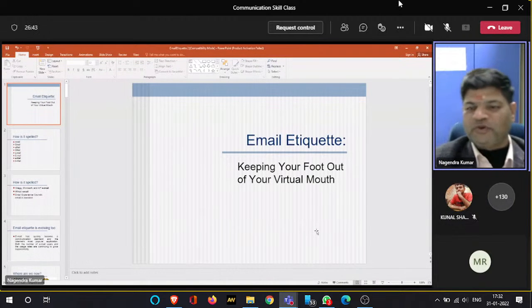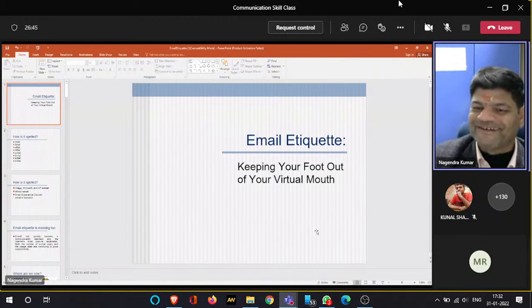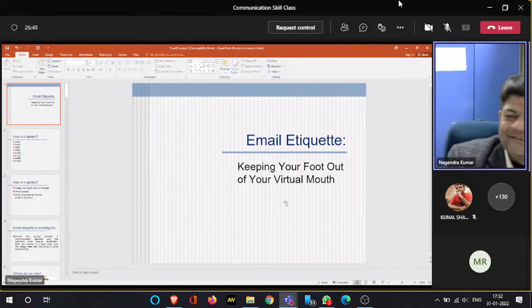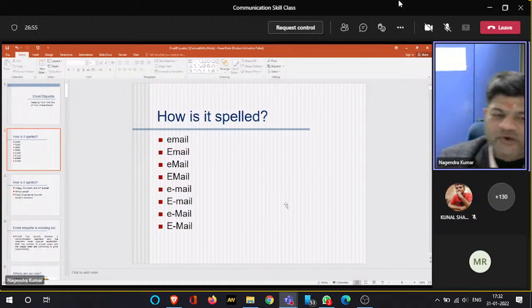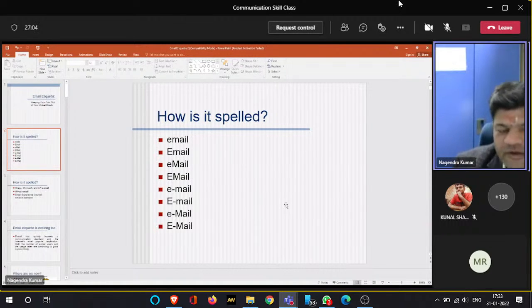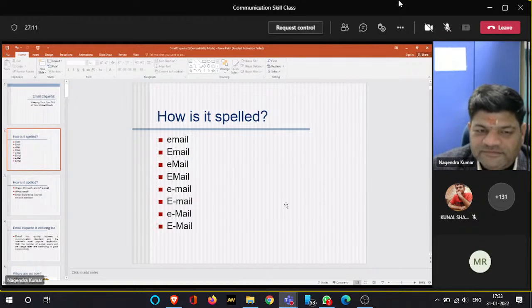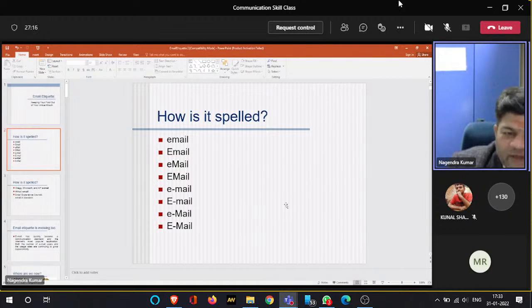So, email etiquette: keeping your foot out of your virtual mouth. That means you have to be very, very careful. First of all, how is it spelled? What do you think? Which one is correct? First one, second one, third one? There are so many variations, because we keep on using a couple of such varieties. Fifth one. E-mail.